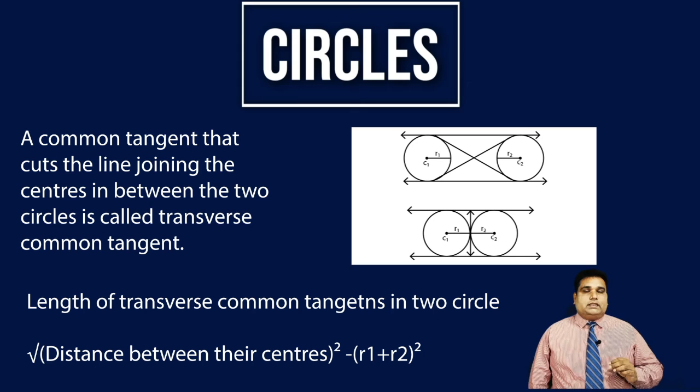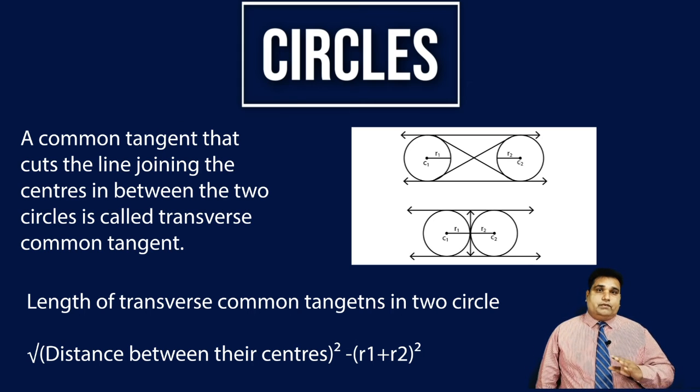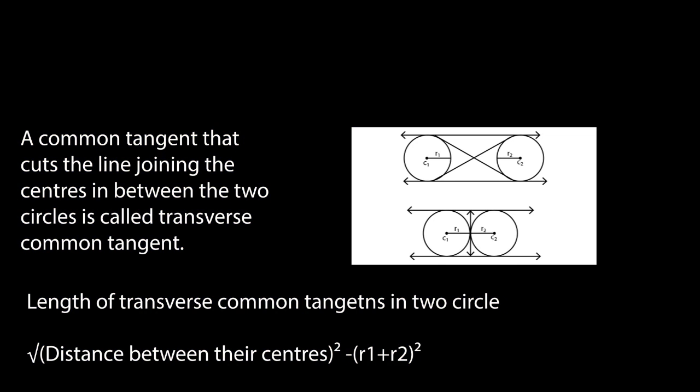Then we have a transverse common tangent. So what is a transverse common tangent? A common tangent that cuts the line joining the centers in between the two circles is called the transverse common tangent. And the length of the transverse common tangent in two circles will be the root of the distance between their centers squared minus the sum of their radii squared, so R1 plus R2 squared. So this is the formula for the length of the transverse common tangent in two circles.